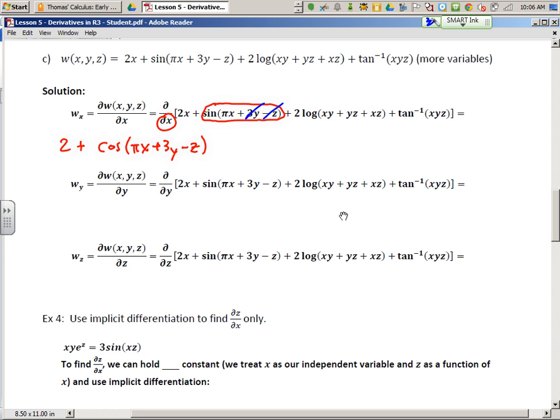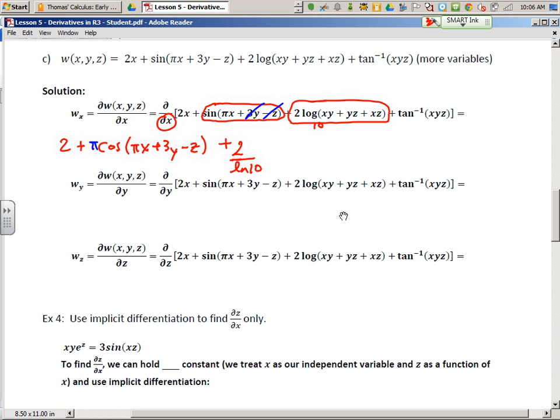I'm going to go ahead and put that in the front. Plus, now we're on to a log. Now this is a log base 10, so be careful here. It's log base 10, so you already know there's going to be a 2 in front, and you already know there's going to be an ln 10 on the bottom. The ln 10 is because of the base 10 log that we're trying to differentiate.